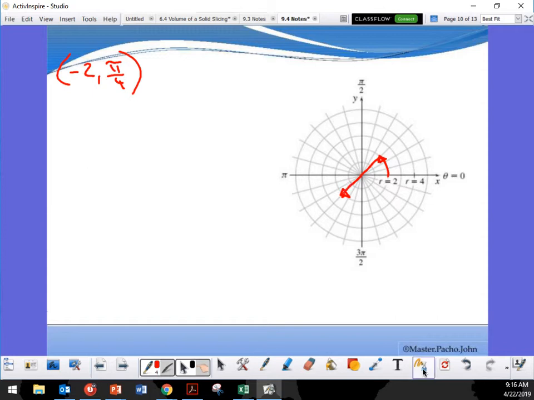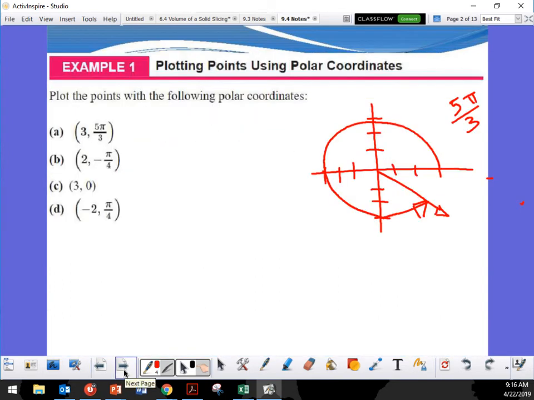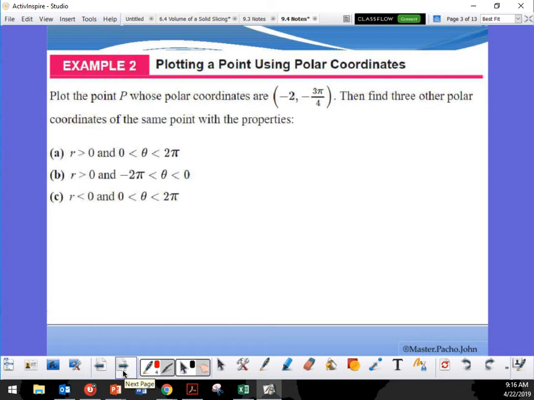All right. Clear that one. Okay, we got all those. All right, so plot the point P whose polar coordinates are here. Find 3 other polar coordinates of the same point, so that r is greater than 0 and theta is between 0 and 2 pi.